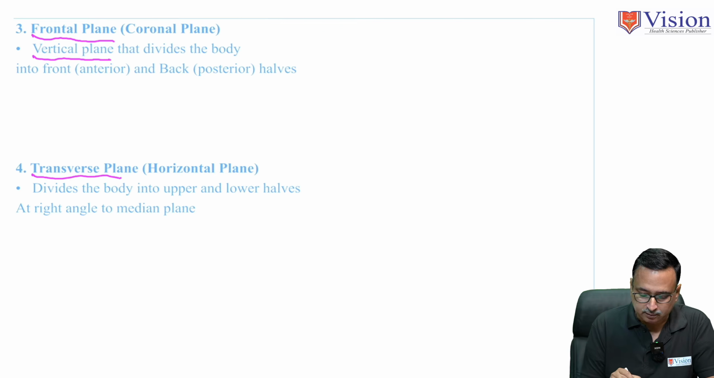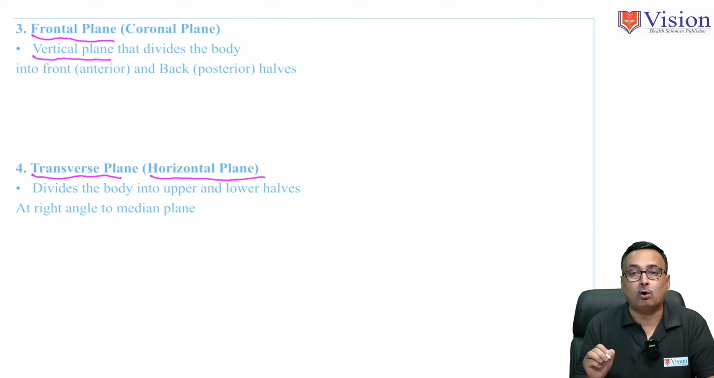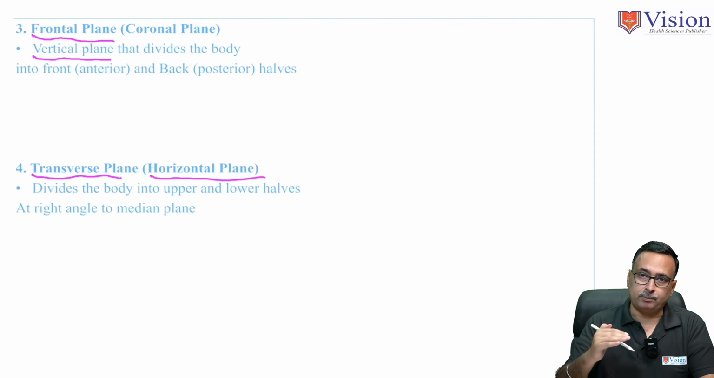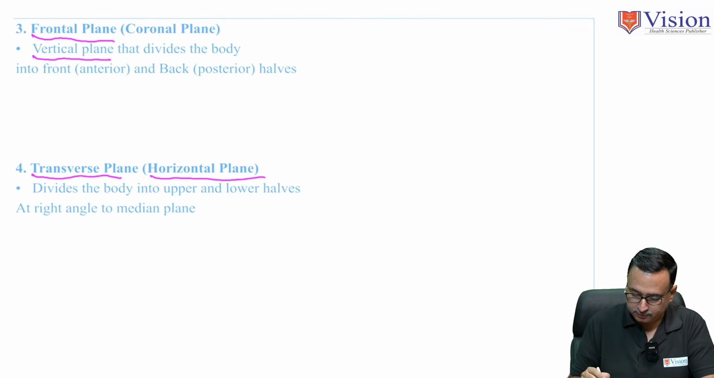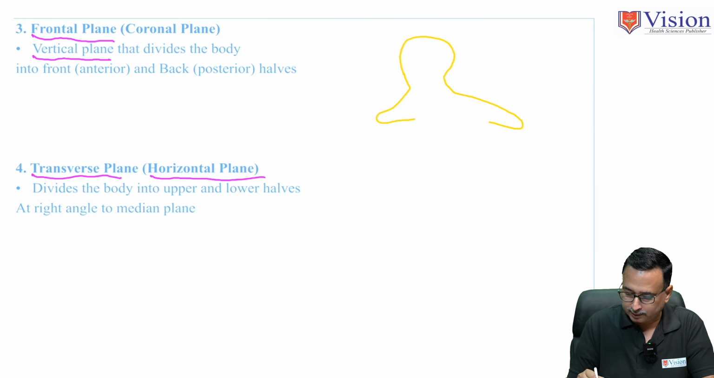Fourth plane is the transverse plane, also called the horizontal plane. This passes through the body horizontally, parallel with the floor. It divides the body into two halves. One is the upper half and the other is the lower half, also called the superior or inferior halves of the body. So again, I will draw this diagram to make it more elaborate.